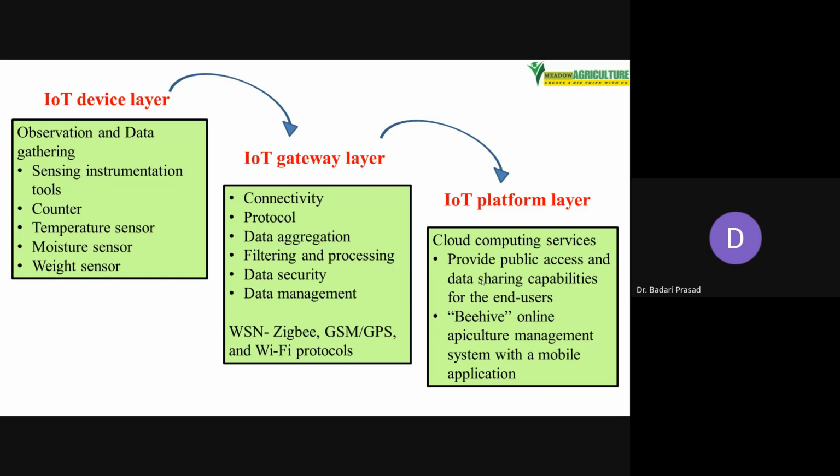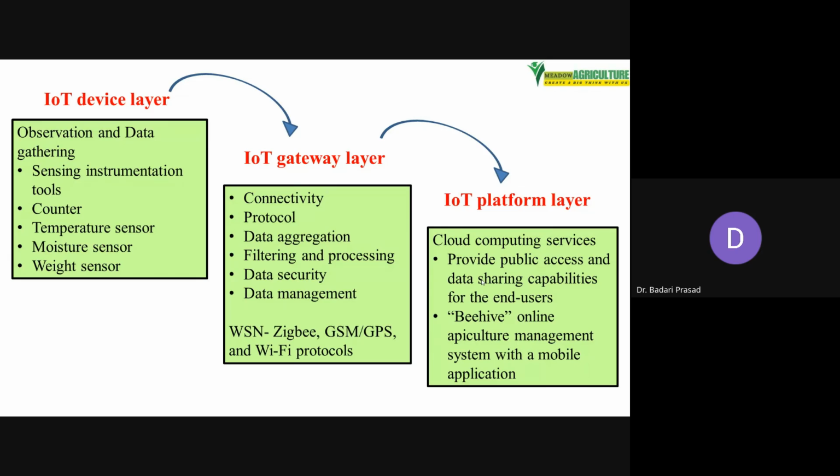So once this data is collected in a gateway layer, with connectivity over several beehives, the protocol is generated, with data aggregation, filtering and processing, data security, and data management using many protocols. The data will be segregated and sent in the form of a recommendation to a particular farmer, or an alert, or a notification. Once the data is generated, the cloud computing services provide public access and data sharing capabilities for the end users.